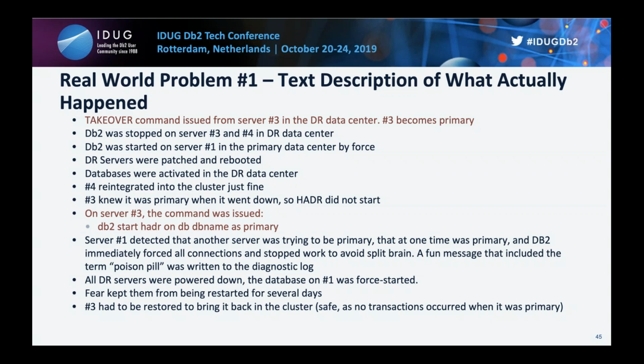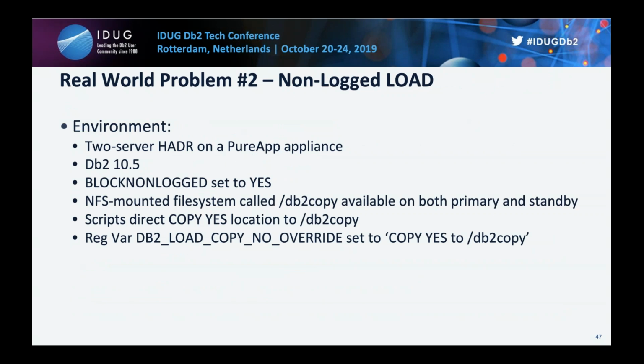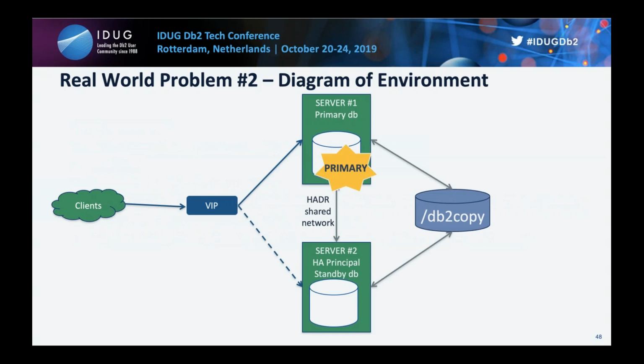Okay, carry on. So the real world problem number 2, we had some issues relating to load. In this particular scenario, we have a 2 server scenario. These 2 servers happen to be running on a peer app. It doesn't really matter for the purposes here. There was a VIP in front of them that was directing clients to the right server. We also had a shared disk that lived somewhere else.